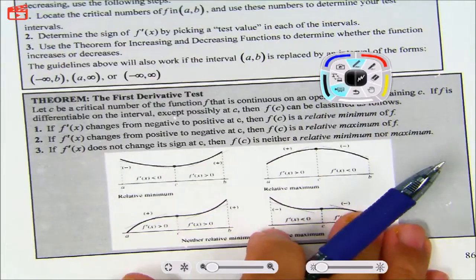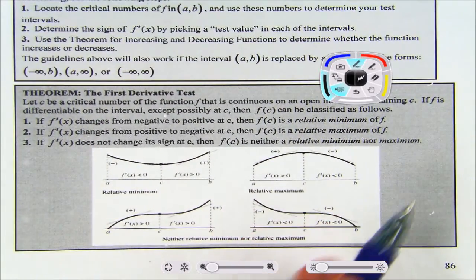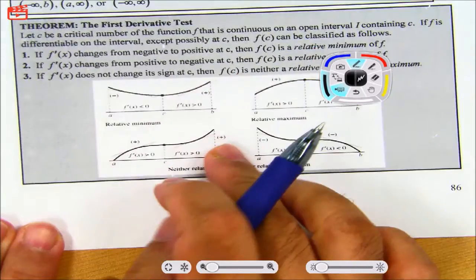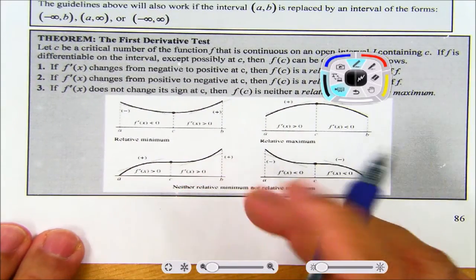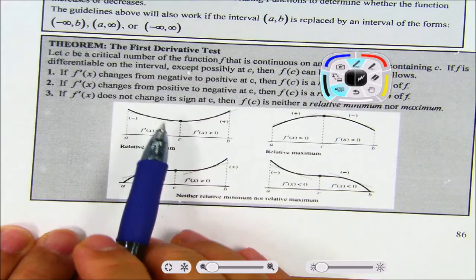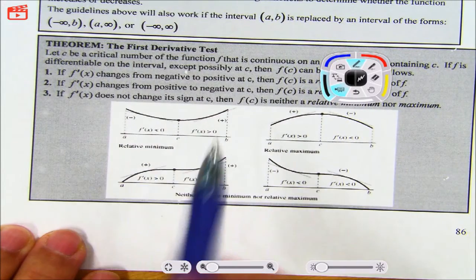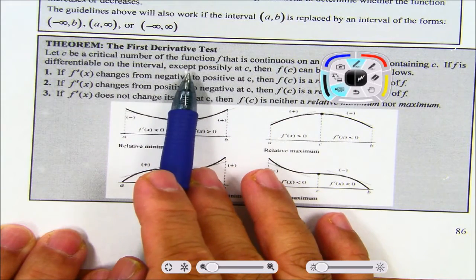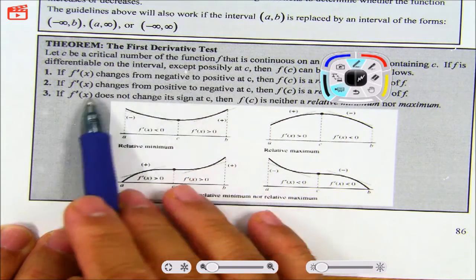First derivative test. So this theorem is about increasing or decreasing, and then this theorem is the first derivative test. So this is one of those pain in the butt theorems. It has a name, but they won't let you use the name. They want you to say it in words.